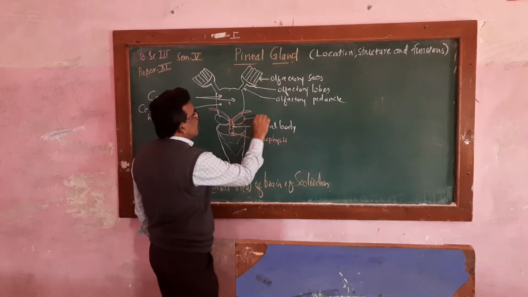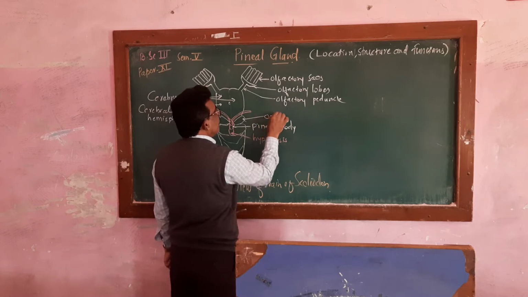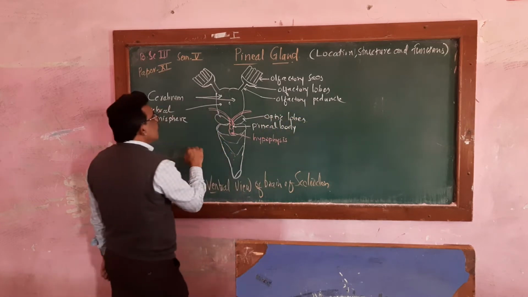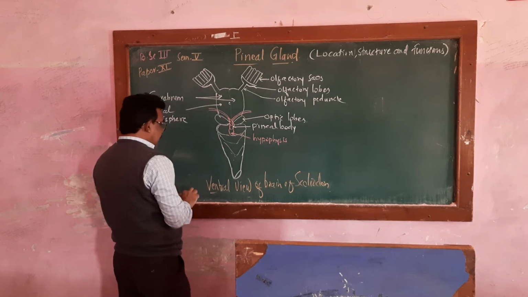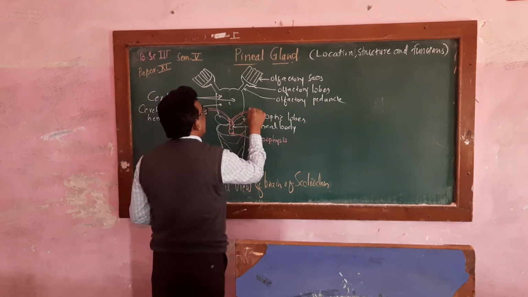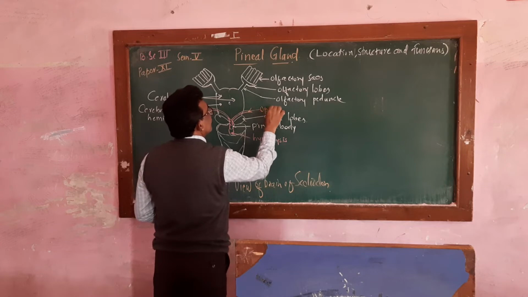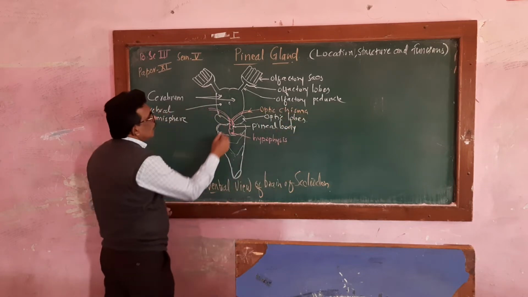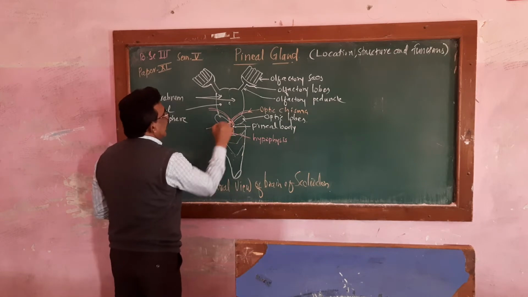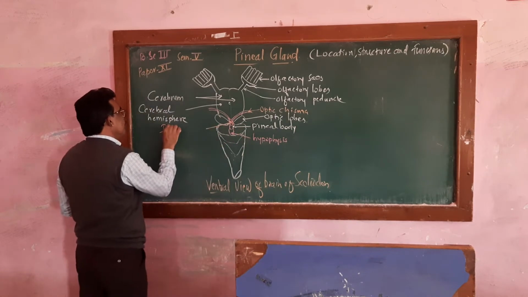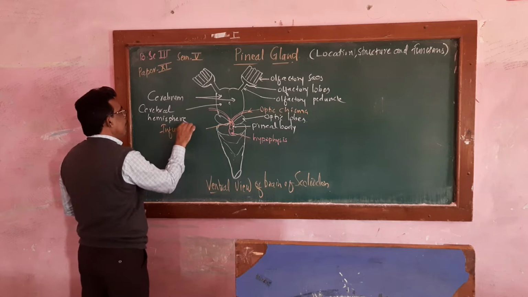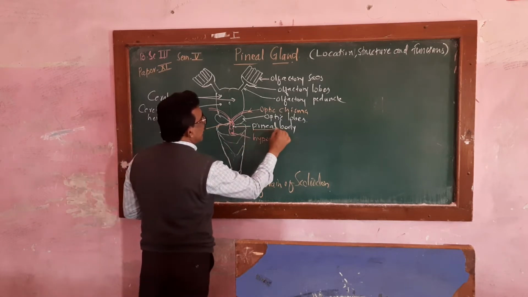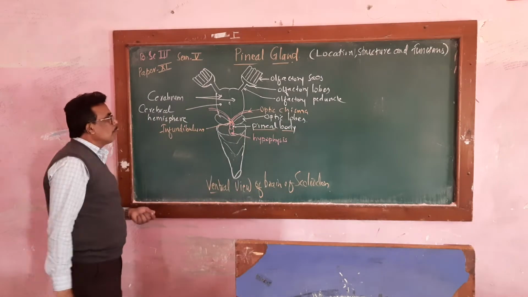So this one is the optic lobes. This one is the optic chiasma. Here is the infundibulum. Here is the pineal gland or pineal body.